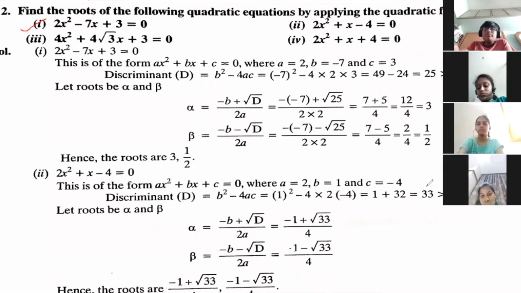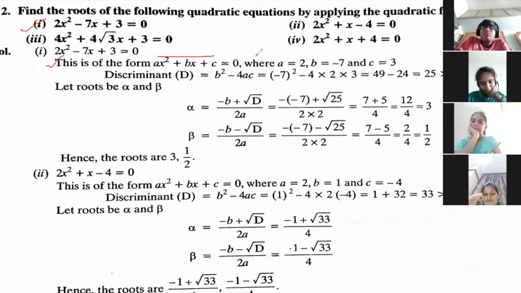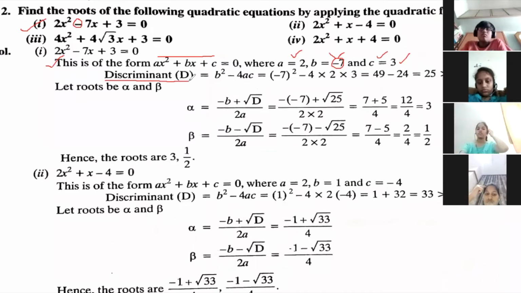Previously I explained, I substituted directly here. Now coming to the solutions. First, this is the form ax square plus bx plus c is equal to 0. Take the a value, the b value, the c value. The coefficient of x square is 2, so a is 2. The b value is minus 7, take it. And the c value is 3, take it. This is D, the discriminant. We'll discuss it in the next class. For now, just remember this.